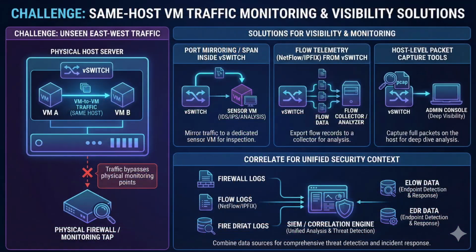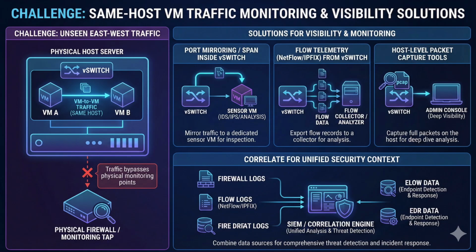Finally, monitoring. How do we see traffic between VMs on the same host? First, recognize the visibility problem. If two VMs communicate through the virtual switch on the same machine, packets may never hit a physical switch, so a physical span port or perimeter firewall won't help.